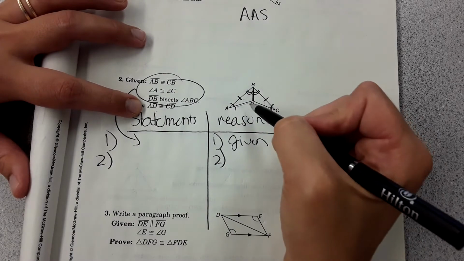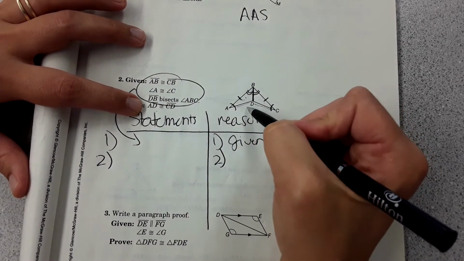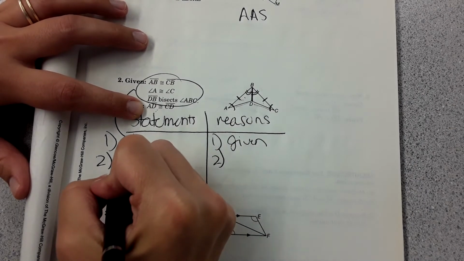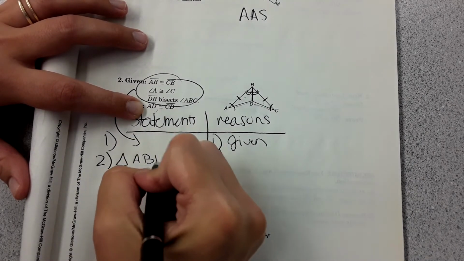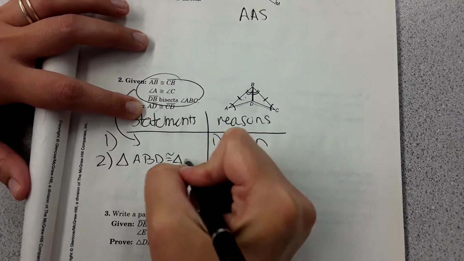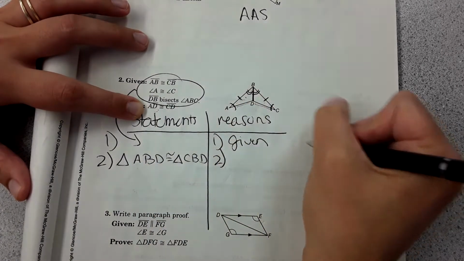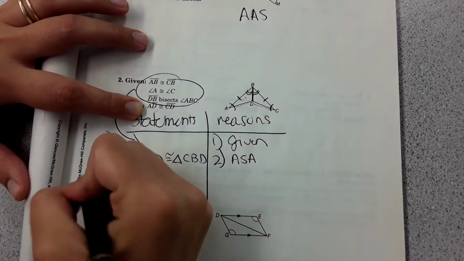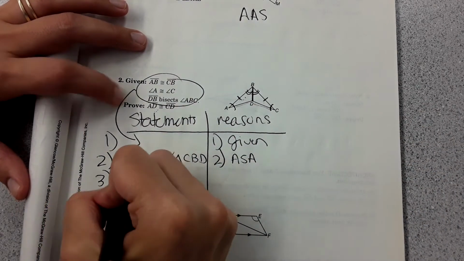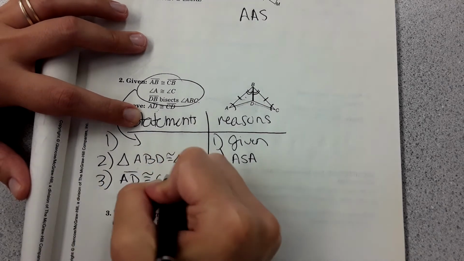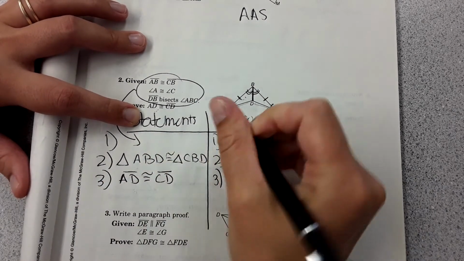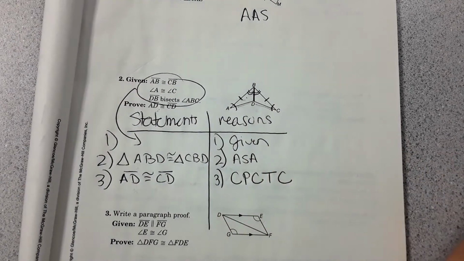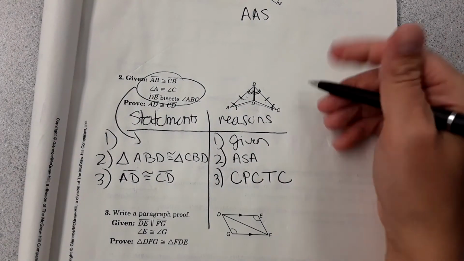So what we're going to do in proving that the triangles are congruent, we can then say all the parts are congruent, and that'll prove this. So we're going to say that triangle ABD is congruent to triangle CBD, and that is because of angle, side, angle theorem. And then we can say that segment AD is congruent to CD because of corresponding parts of congruent triangles are congruent. Now we're done.